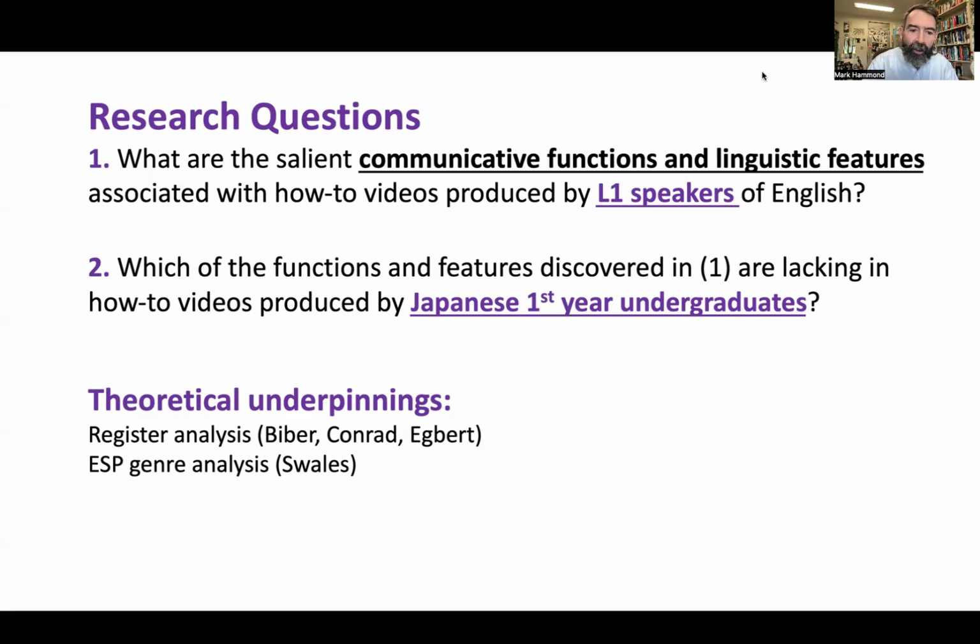Theoretical underpinnings: register analysis and ESP genre analysis. Researchers like Douglas Biber, Susan Conrad, and Jesse Egbert, definitely if you're interested in register analysis, and definitely John Swales, the Swales tradition of ESP genre analysis, are the theory that is really the backbone of what I was doing here.